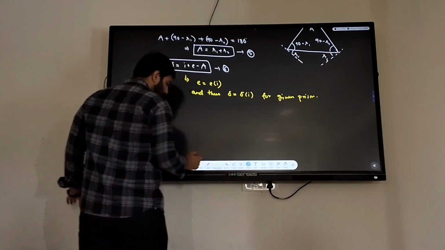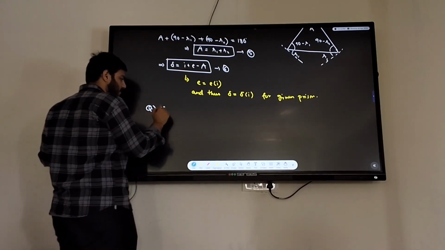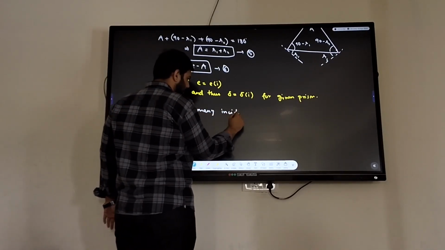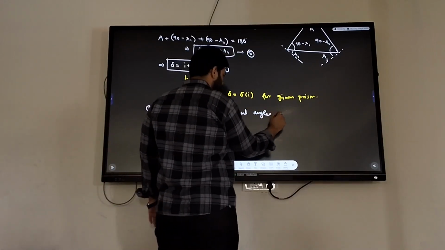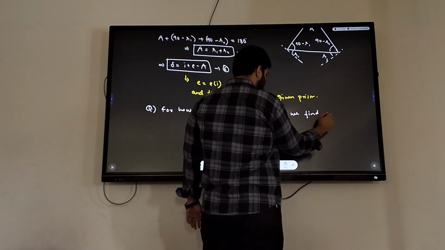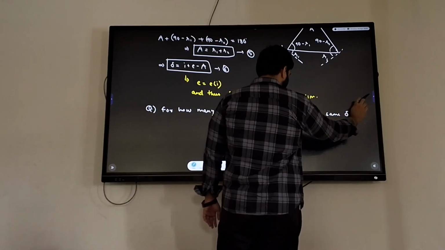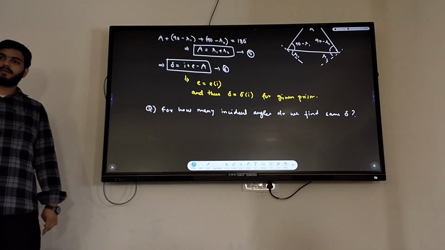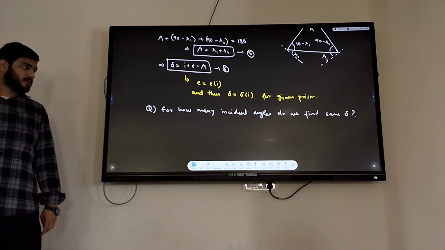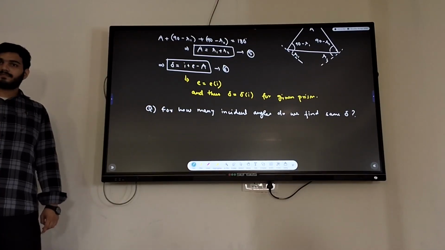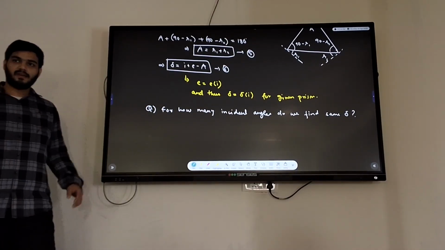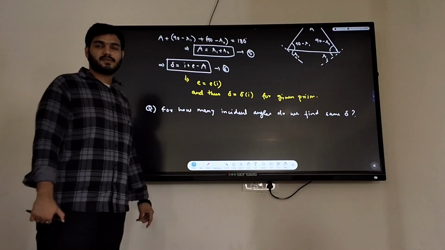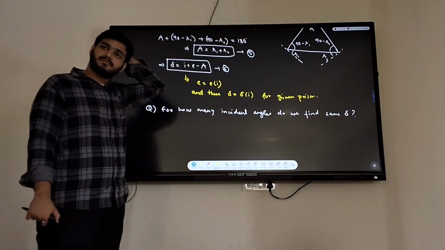Let me ask you this. A question will be, for how many incident angles do we find the same delta? For how many angles of incidence will I find the same deviation? This is the question. What do you think the answer should be? Every time I give an angle I, this delta will change, no? Yes. So only one angle I will correspond to one delta.